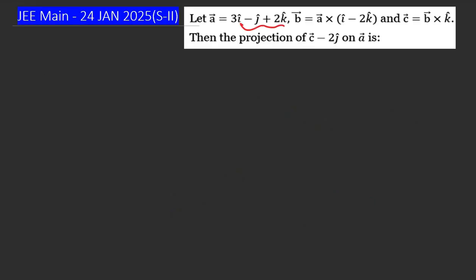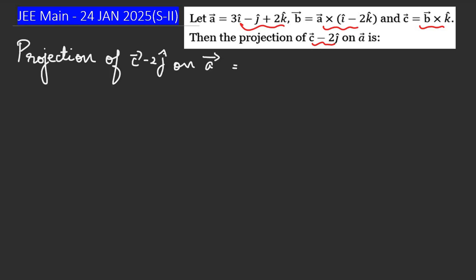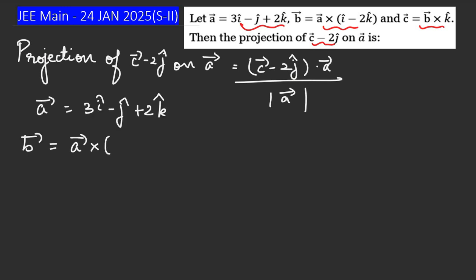Another simple problem: A vector is given, B vector is equal to A cross (i − 2k), and C vector is given as B cross k. Find the projection of C − 2j on A vector. Projection of C − 2j on A is (C − 2j)·A divided by |A|. So A vector is given, and B vector is equal to A cross (i − 2k) from the question.